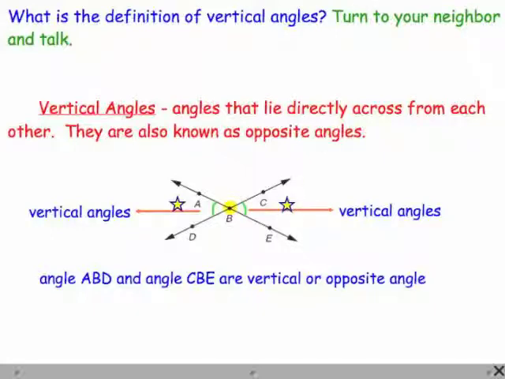I can move these vertical angles because there are two sets of vertical angles here. There's also another set here. When I describe these angles, I say that angle DBE is vertical to angle ABC. When I describe an angle, that center point is always my middle letter.